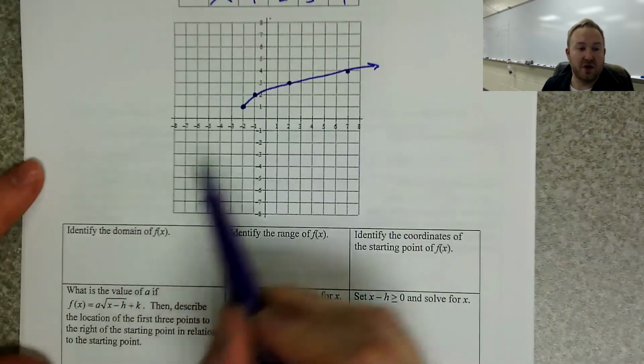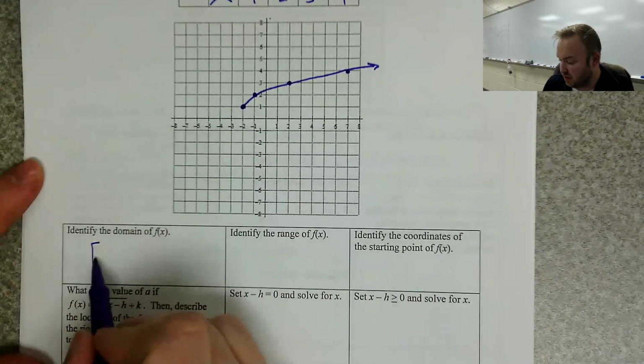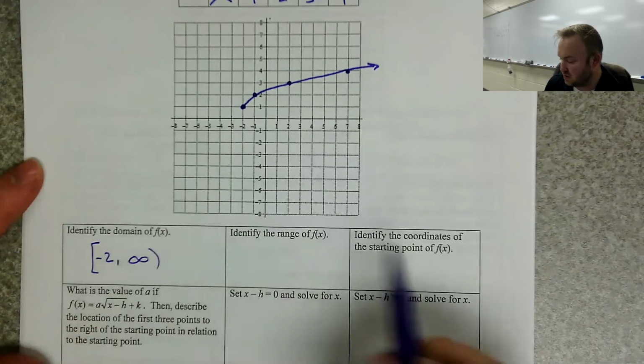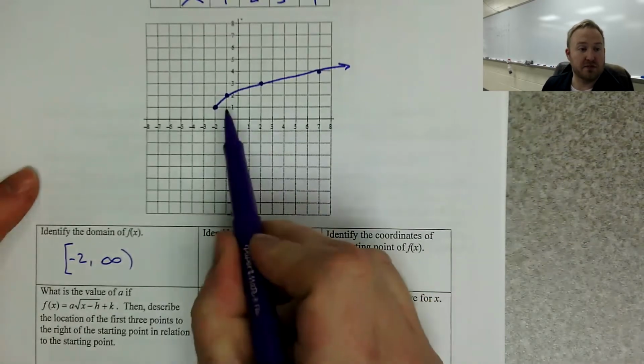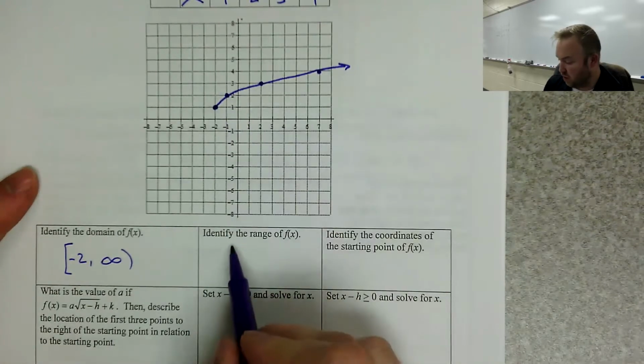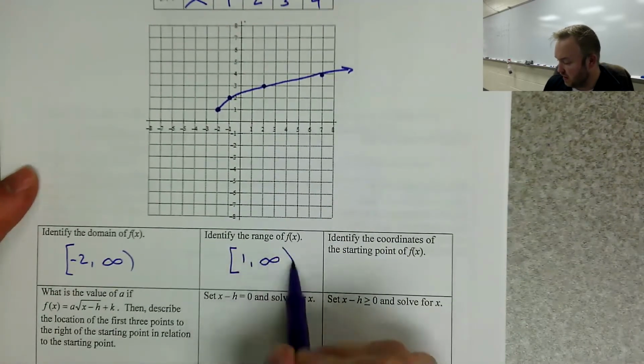It asks us for the domain here. So -2 is the smallest x coordinate of any of those points. It asks for the range. This point has the smallest y coordinate, which is 1. So we'll go 1 to infinity.